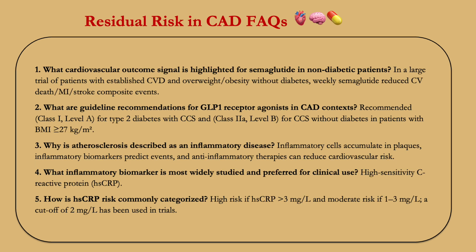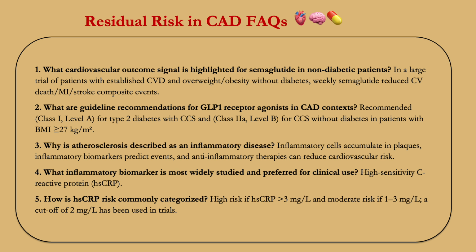What cardiovascular outcomes signal is highlighted for semaglutide in non-diabetic patients? In a large trial of patients with established cardiovascular disease and overweight or obese without diabetes, weekly semaglutide reduced cardiovascular death, myocardial infarction, and stroke composite endpoints. What are guideline recommendations for GLP-1 receptor agonists in coronary artery disease context? Recommended class 1 level A for type 2 diabetes with CCS and class 2A level B for CCS without diabetes in patients with BMI equal to or greater than 27 kilograms per square meter.